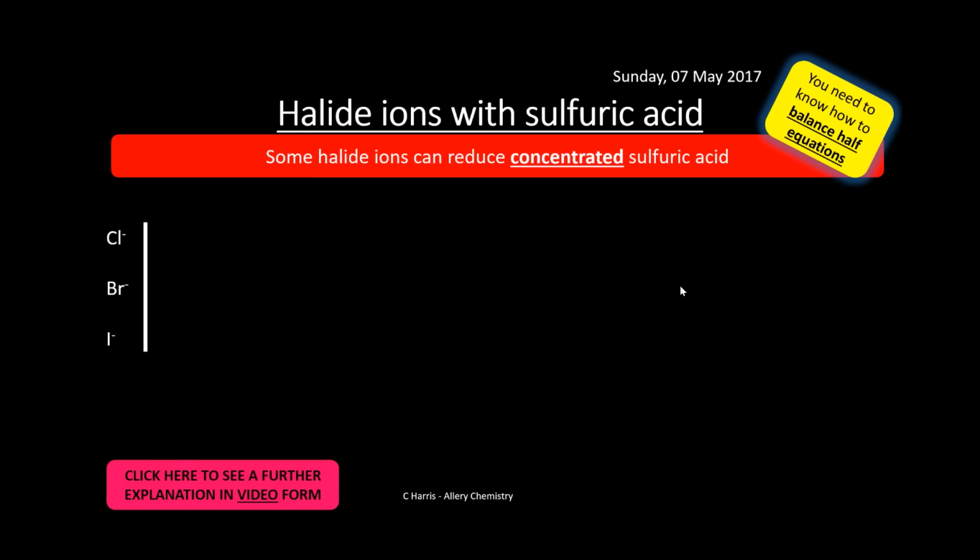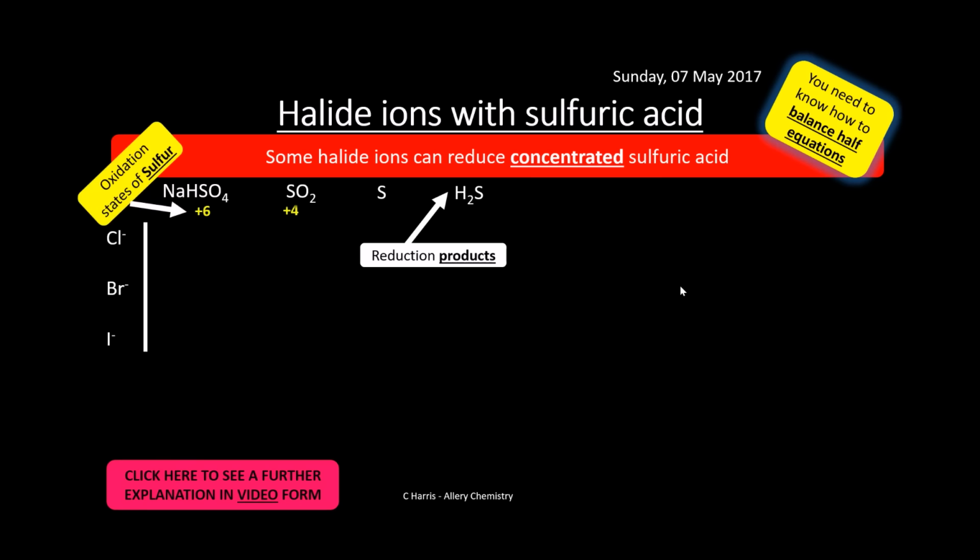So some halide ions can reduce concentrated sulfuric acid. So that must be concentrated. That's very important. So what I'm going to show you here is a little kind of, it looks a bit like a train map, I like to call it. I think it's probably easier seeing these things in this way rather than in other ways that I've seen in some notes and sheets and books. I think this probably is an easier way of doing it, but you can use it however you want.